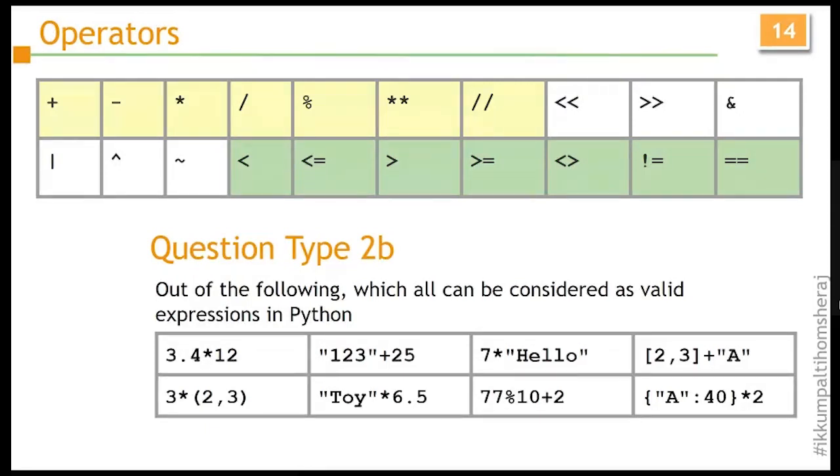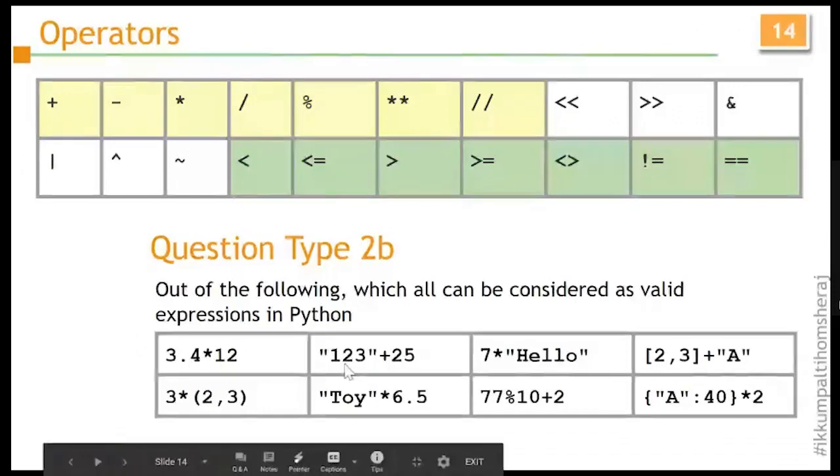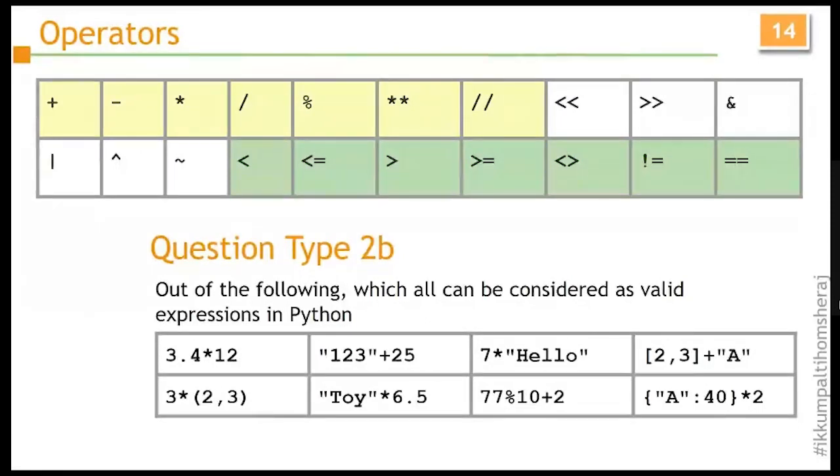expressions in Python? If you look at the bottom, there are 8 different expressions. Some of them are valid ones and some of them are invalid ones. Like the first one is valid because a float can operate with star and an integer, it will work. But the second one, you see, is a string operating with plus and an integer, it will not work, so it will fail to execute in Python.